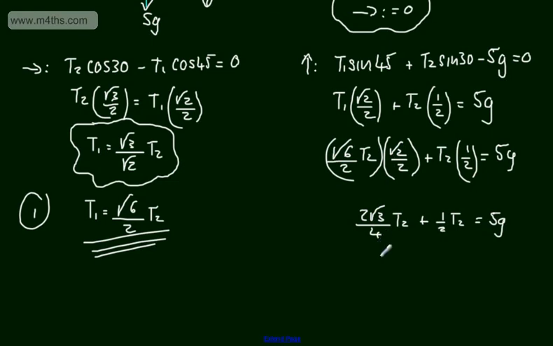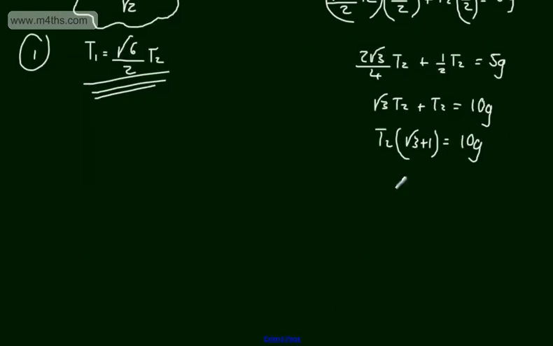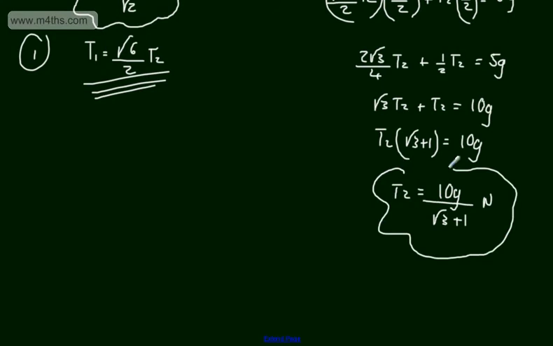So if I multiply both sides now by the 2, we're going to have root 3 T2 plus T2, and that's going to be equal to 10g. So we've got T2 times root 3 plus 1 is equal to 10g. So we could write now that T2 is going to be 10g over root 3 plus 1 newtons, and that is what we call an exact value. If we wanted to work out a numeric value, we could do.